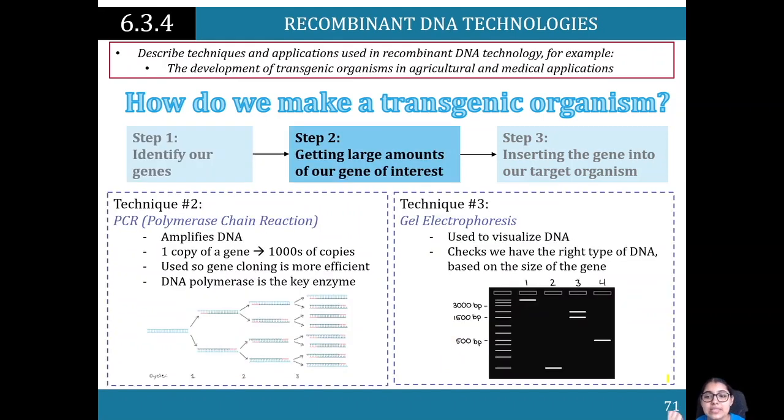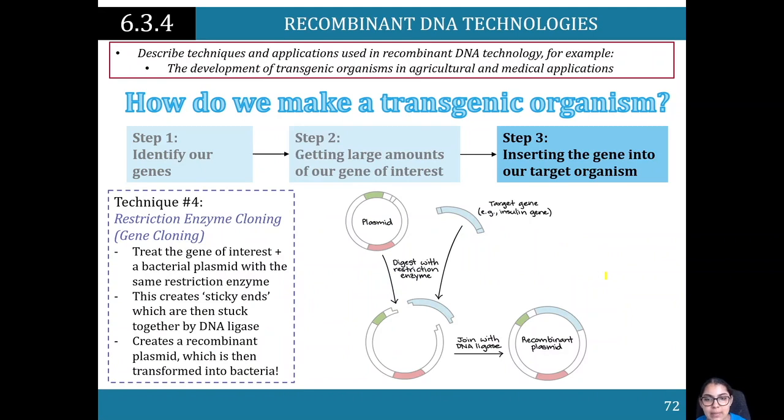The second step is using PCR and then gel electrophoresis. PCR amplifies the DNA to get lots of copies, and then we use gel electrophoresis to visualize the DNA to check that we have the right type. Then we insert it into a target organism. We can do it through restriction enzyme cloning, like in that earlier example, where we get the target gene, get the plasmid, put them together to get a recombinant plasmid, and put it into a bacteria.